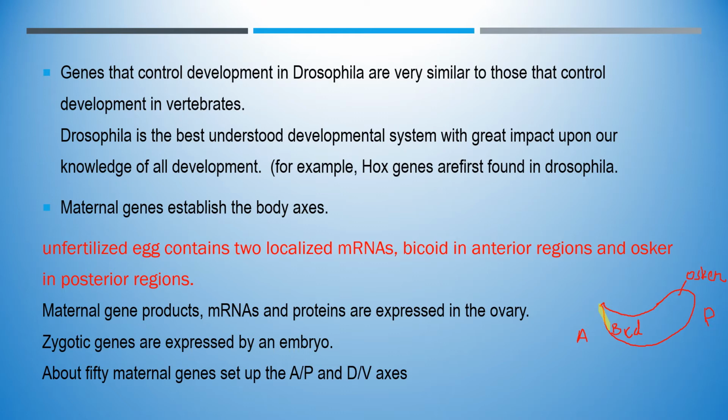The maternal gene products, basically the messenger RNAs and proteins, are expressed during oogenesis, before the fertilization. The zygotic genes appear after the fertilization in the embryo. About 50 maternal genes set up the anterior and posterior axis of the egg, and the dorsal and ventral side. This is the dorsal side, and this is the ventral side of the egg, you can see here.